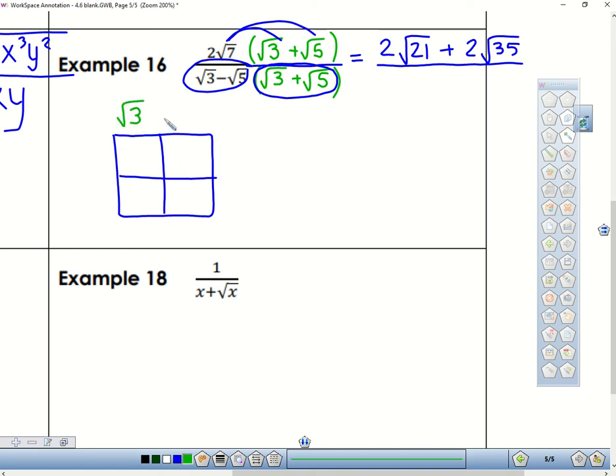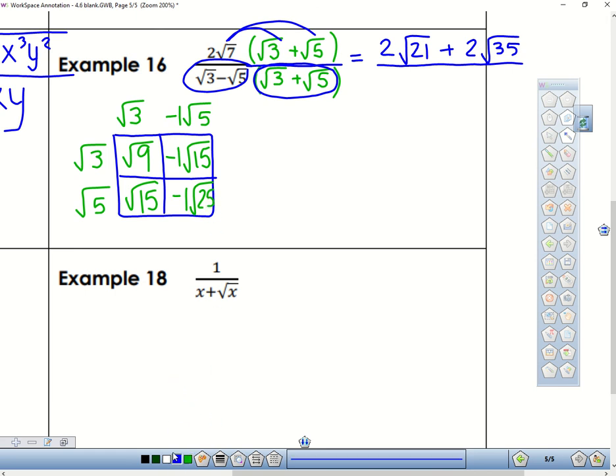So this is the square root of 3 minus the square root of 5, and the square root of 3 plus the square root of 5. And I'm going to multiply the corners together. So radical 3 times radical 3 is radical 9. Radical 3 times radical 5 is radical 15. Negative radical 5 times radical 3 is negative 1 radical 15, the same thing as negative 1 in front of it. And then lastly, negative 1 radical 5 times radical 5 is negative 1 radical 25.